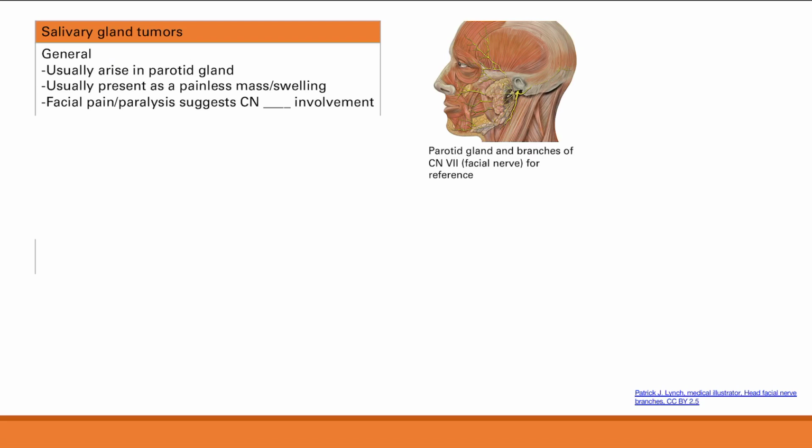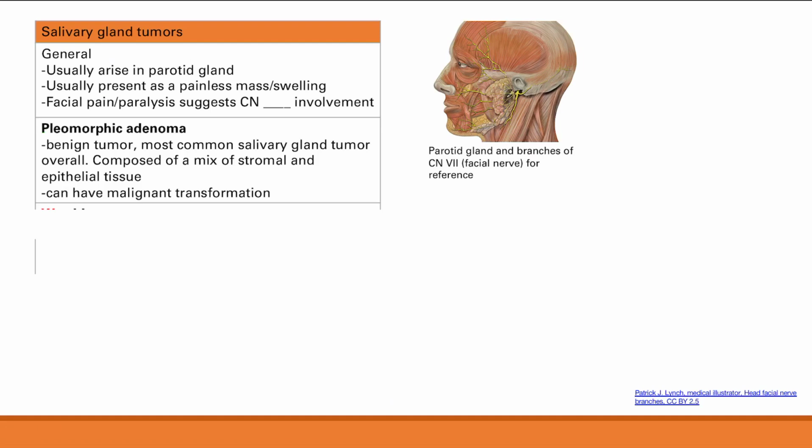So let's get into the specific tumors. We have both benign as well as malignant tumors. Starting with the benign tumors, we have a pleomorphic adenoma. What is this? This is a benign tumor. It's the most common salivary gland tumor overall. It's composed of a mix of stromal and epithelial tissue. Stromal is like stuff like cartilage, and epithelial tissue. And that's where we get the name pleomorphic. Pleomorphic means there are multiple different tissues going on. Now note that this thing can have a malignant transformation and become malignant. But in itself, it is a benign tumor.